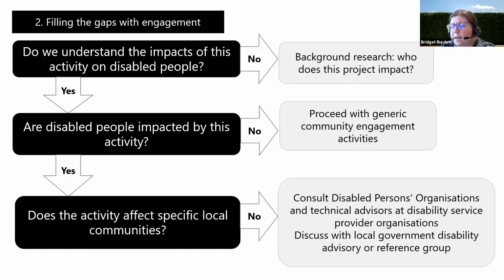We need to know whether our transport decision impacts on disabled people, and if it does, we need to go to the next step of, well, does it affect people generally? Is it something like a rule change in the country or a design standard change? And if in that case it affects disabled community generally all around New Zealand, there are really good disabled persons organisations and advisors to help at that level because they understand transport jargon and rules and policy, so they can advise at that kind of level.